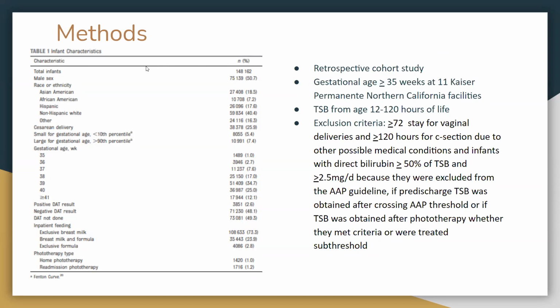This table to the left, you see a breakdown of the subjects that they had. You notably notice that they had a pretty large sample size. They ended up studying a group of 148,000 infants. So that's pretty impressive. You see the breakdown of their race, their size, their gestational age, risk factors that they might have had, like what they are eating, whether they were DAT positive or negative, or whether that was unknown at the time.